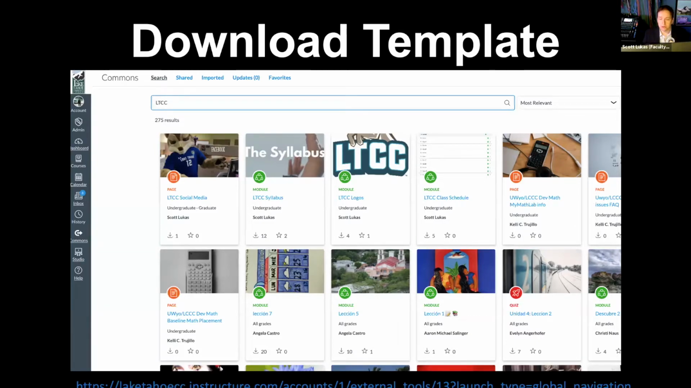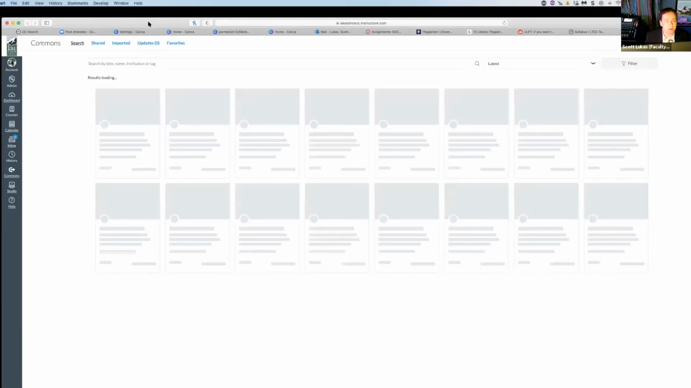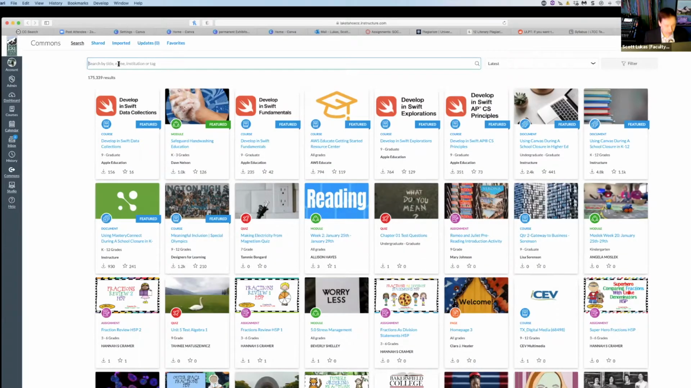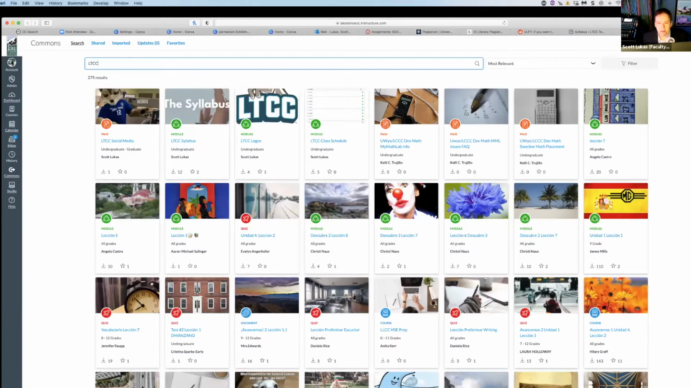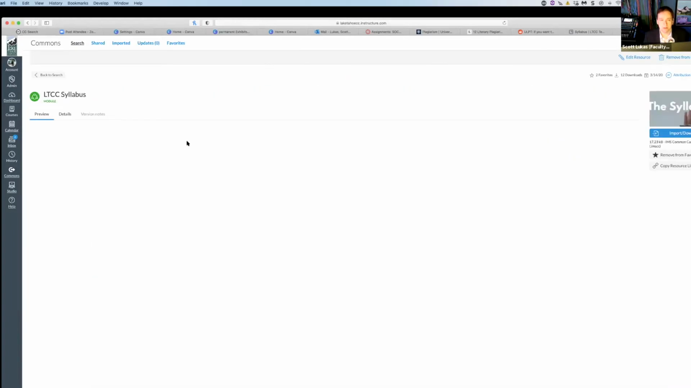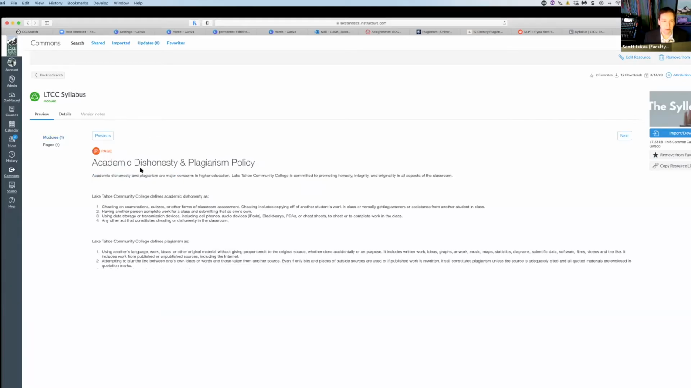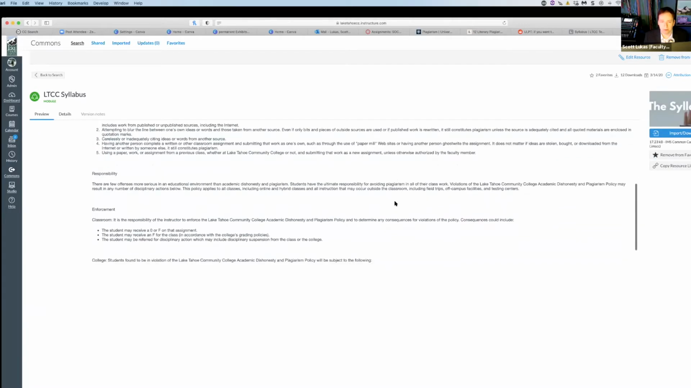So you can also go to Canvas Commons to download, I think, pretty useful templates. And anytime you go to Commons, let's see if this link is going to work. I think a quick way to find our resources is type LTCC. I think I found some of Sean's stuff in here some time ago. And go specifically to this syllabus template that comes up, and then you can find the academic dishonesty and plagiarism policy. This is a very simple page in Canvas.